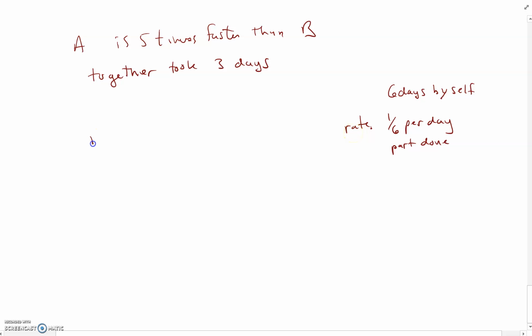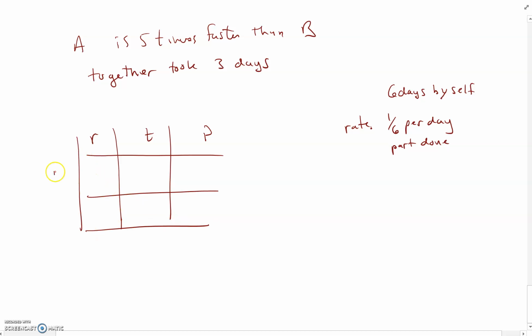So we're going to use this formula: rate times time equals part done. Setting it up this way helps a lot. So we'll go A and B. A is 5 times faster than B. So if A takes X days, B takes 5X days. Isn't that right? A is faster, so B is more days.